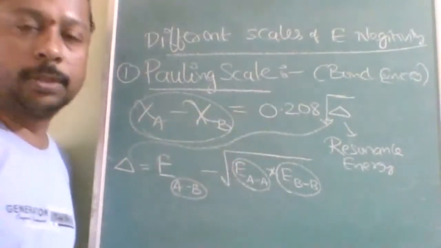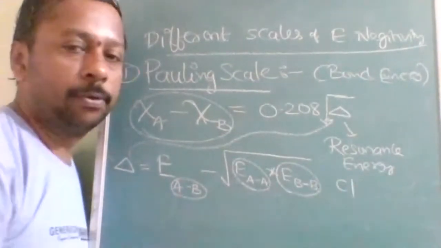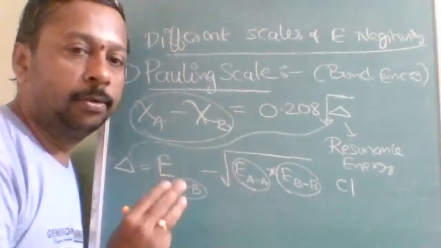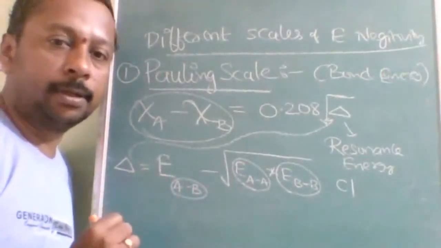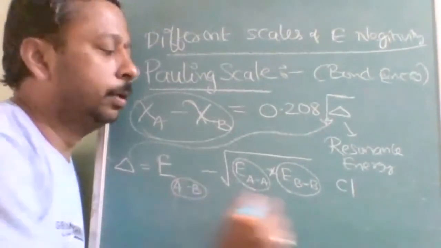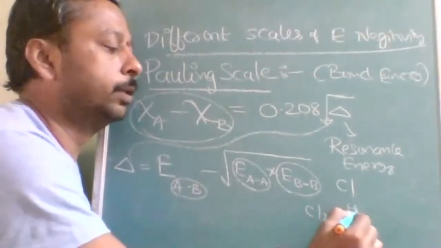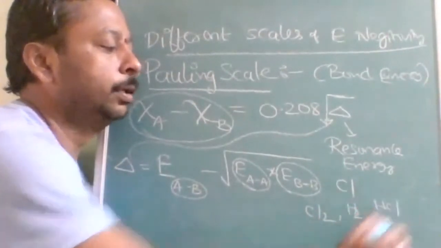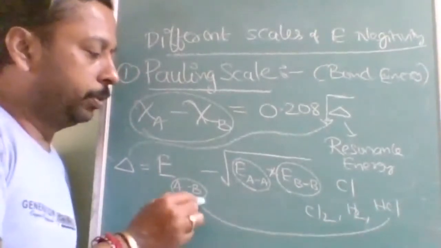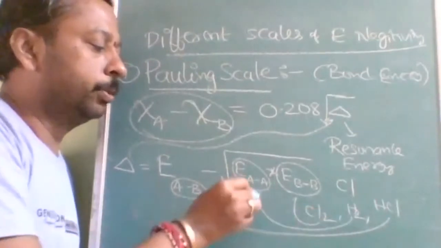Suppose you wanted to find out the electronegativity of chlorine, then you have to know three things in terms of bond energy. You should know the Cl2 bond energy, the H2 bond energy, and the HCl bond energy. HCl bond energy you will put over here, Cl2 over here, H2 over here.